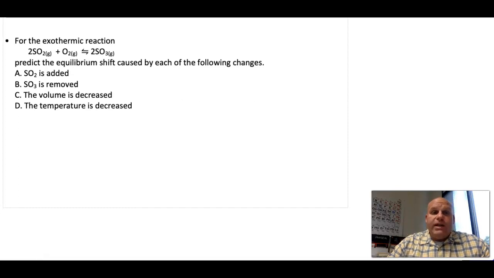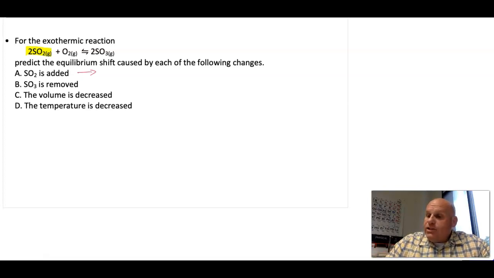So SO2 is added. Again, we're changing the concentration. If I notice here, the SO2 is on the left side of our reaction. So we have added more SO2. We want to use that up. It needs to be a reactant. Again, the phrase away from the added helps here. So this is going to shift in the forward direction, or to the right.